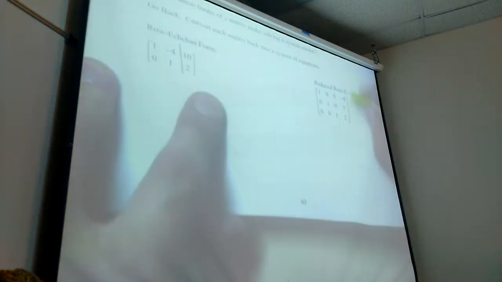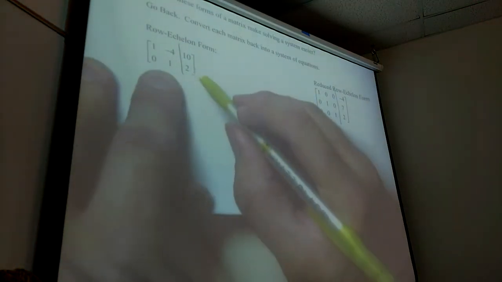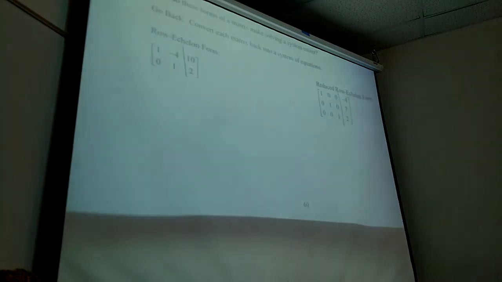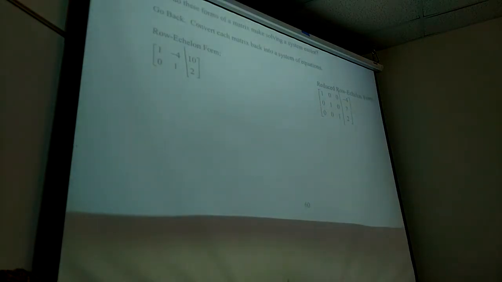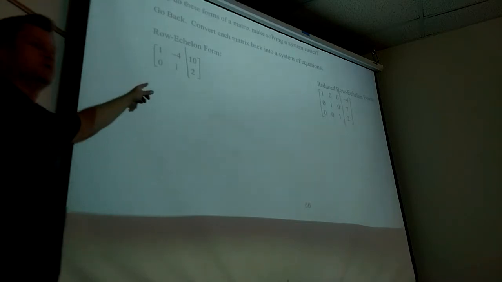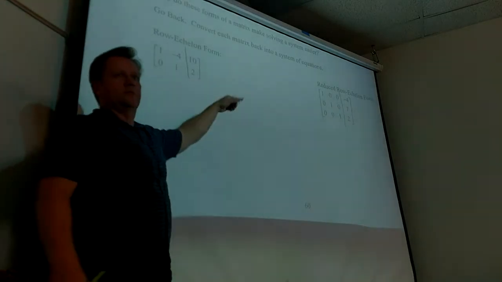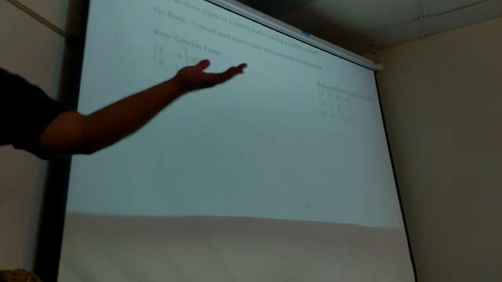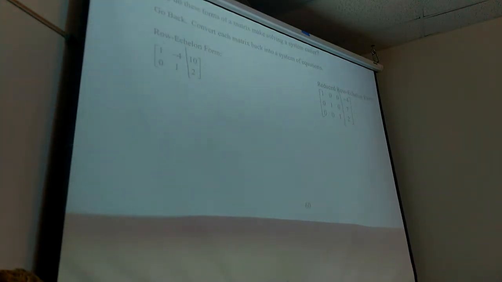But before we do anything, can you rewrite, let me help them out a little bit, can you rewrite what that is in equation form? What does that matrix represent in terms of equations? What equations are these? And you can use X, Y, and Z eventually if you want to.